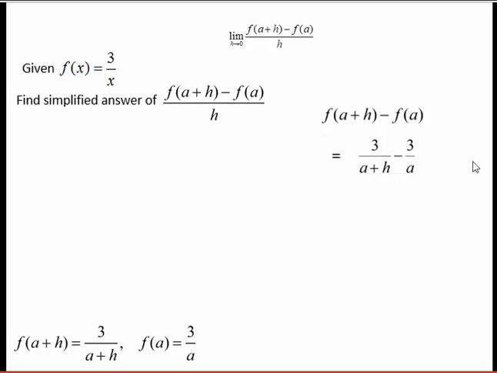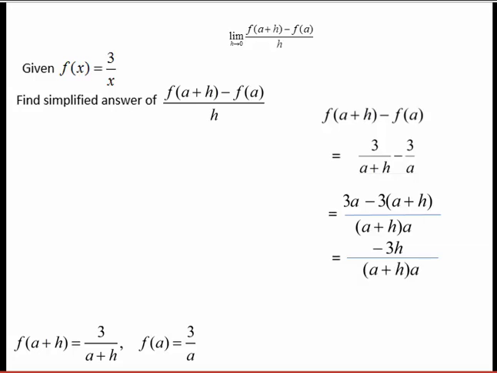So we apply one known method: multiply these two together in the denominator, multiply this here and this here. Keep your negative sign like this. And then 3 times a is here, 3 times a plus h will be on the right side, and we preserve the negative sign. Further simplification will give me negative 3h over a plus h times a.